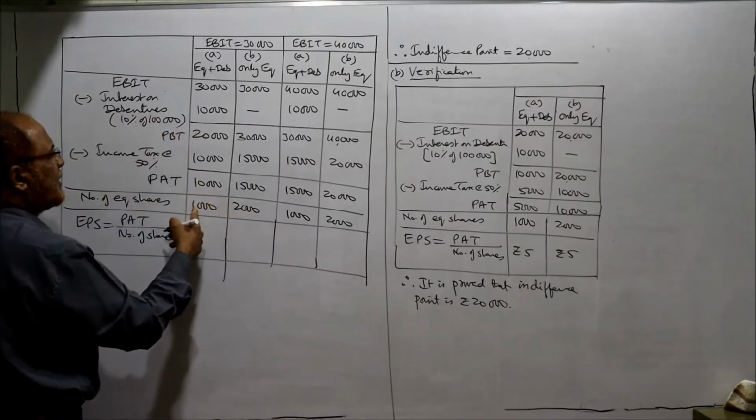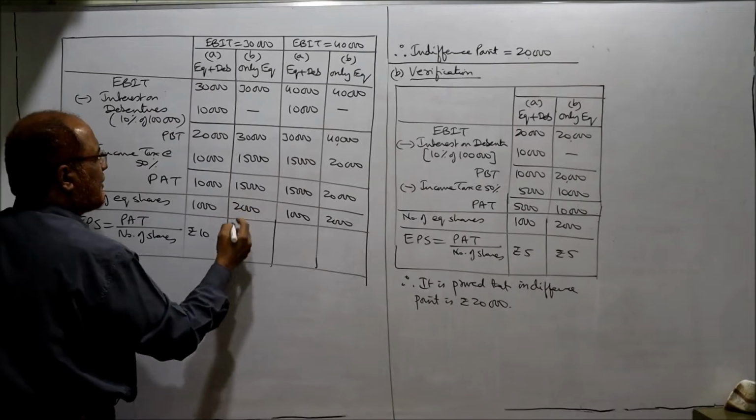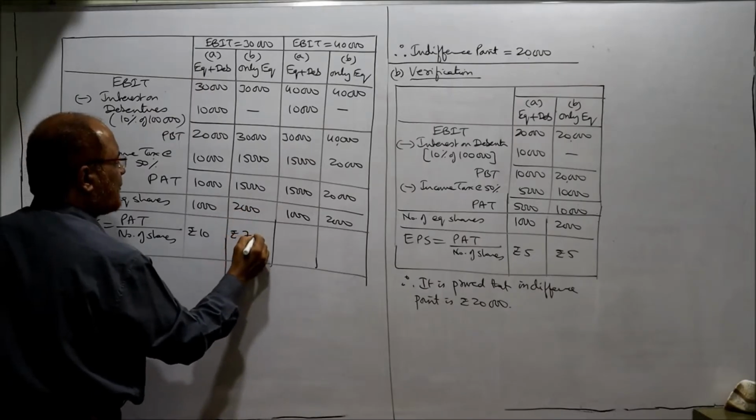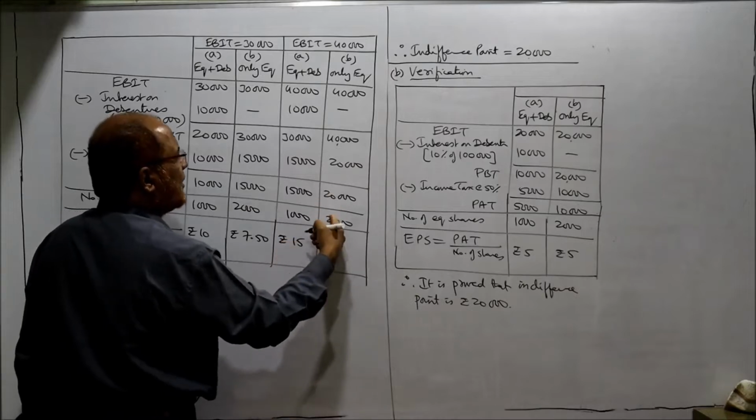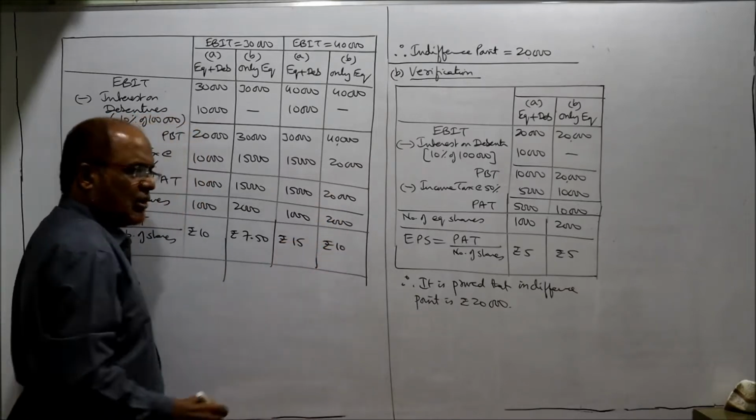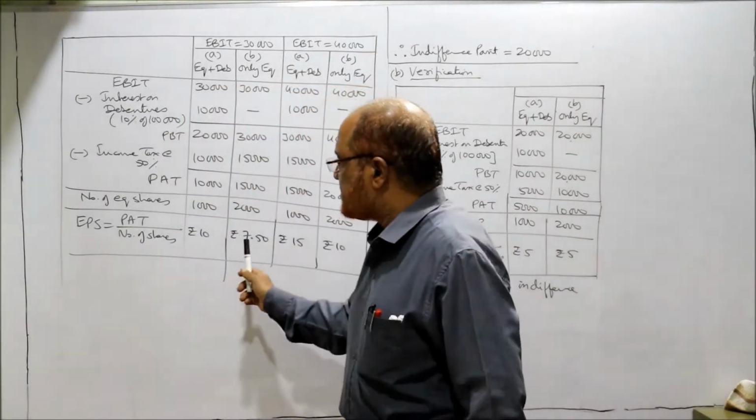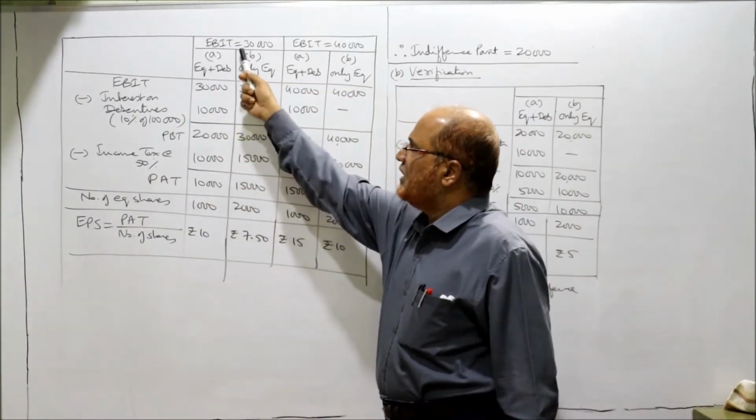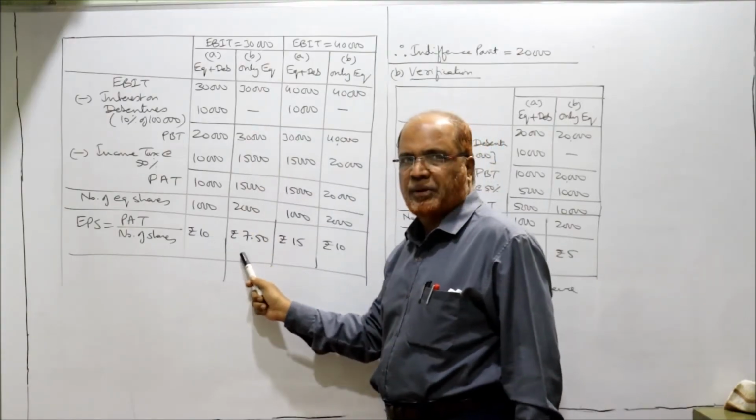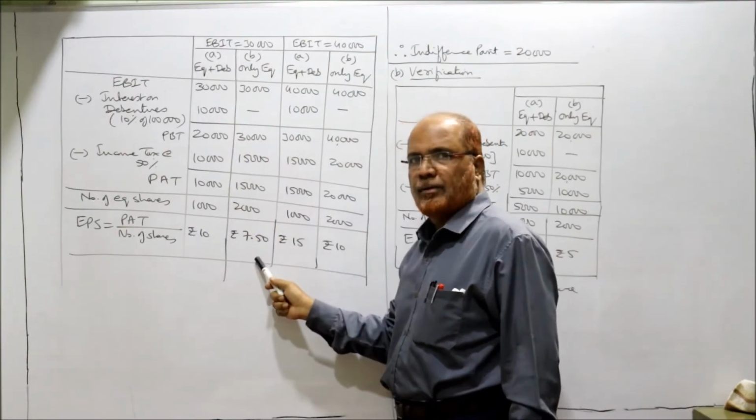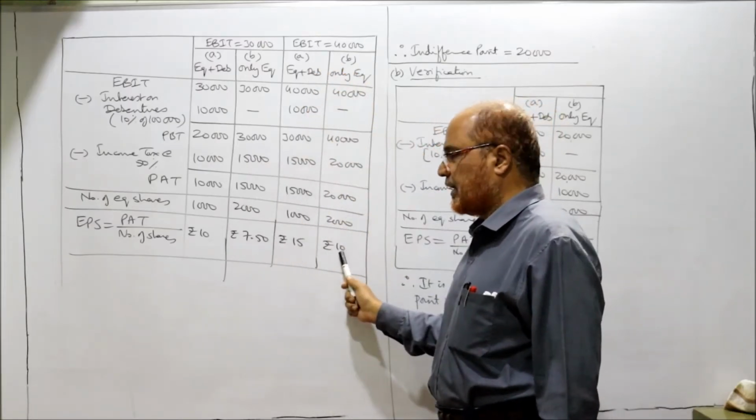So 10,000 divided by 1,000, rupees 10. Then 15 divided by 2, 7.5. Here 15 divided by 1, rupees 15. Here 10. That's all. It is asking you to calculate the EPS. And we got the EPS in both situations. If EBIT is 30,000, 10 rupees and 7.5 rupees are the EPS, in the first plan, in the second plan. So when the EBIT is 40,000, again 15, 10.